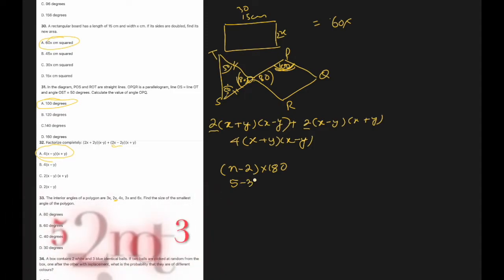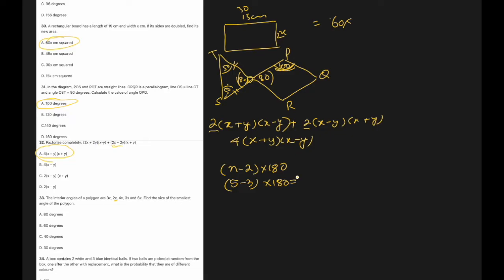So 5 minus 2 times 180 is equal to 540, which is equal to 3x plus 2x plus 4x plus 3x plus 6x. So 3 plus 2 is 5, plus 4 is 9, plus 3 is 12, plus 6, 18x. 540 equal to 18x. So x is 30 degrees. 540 divided by 18 is 30 degrees, and they want the smallest angle, which is 2x, so 60 degrees. Okay.